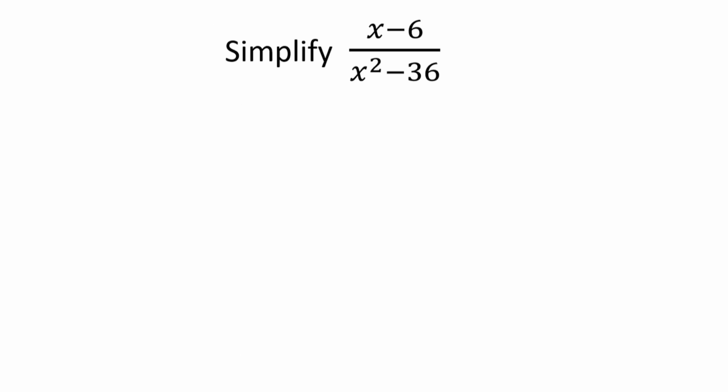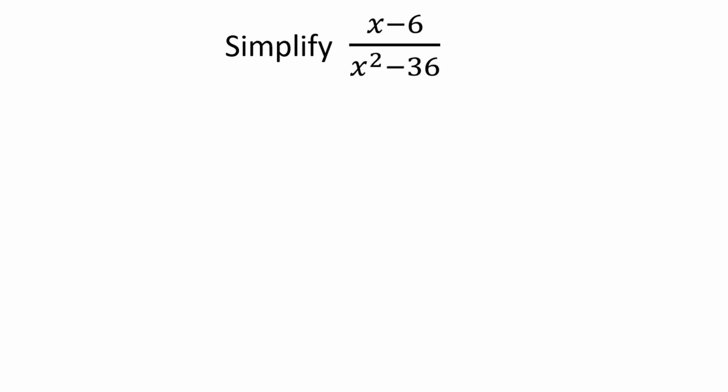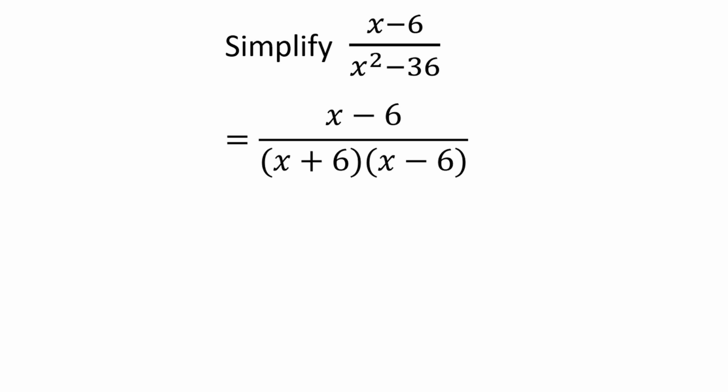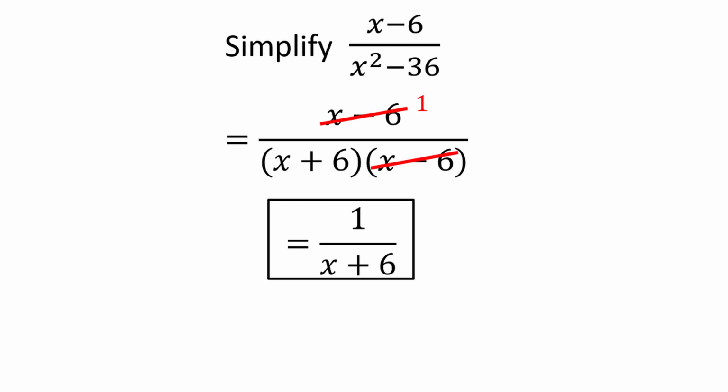Let's try this one. We have (x minus 6) divided by (x squared minus 36), which we would like to simplify. You should immediately recognize the difference of squares on the denominator, which can be factored into (x plus 6) times (x minus 6). Then you should notice that both the numerator and denominator have x minus 6, which means we can cancel it out. That leaves us with just a 1 on the numerator. Our final answer is 1 divided by (x plus 6).